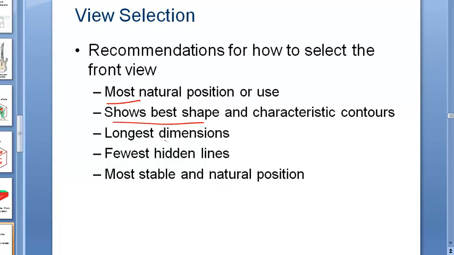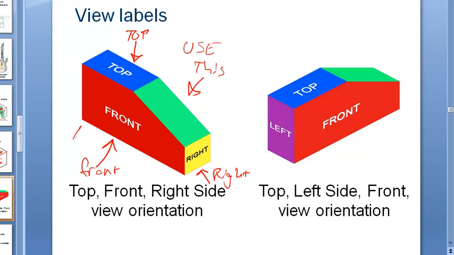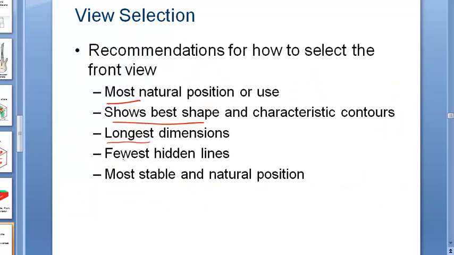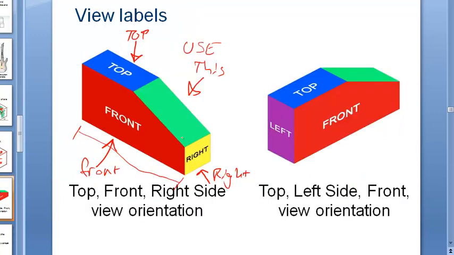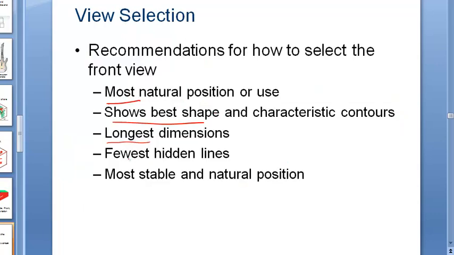We like to have the longest dimensions to be the front view. So again, the longest dimensions here, that's our tallest dimension or our longest dimension. So we're gonna make that one our front. We have the fewest hidden lines. This guy doesn't have any hidden lines, but if it had a block back here, we might wanna choose the other side to be the front, maybe like on this view right here. So fewest hidden lines possible, because we don't like those.